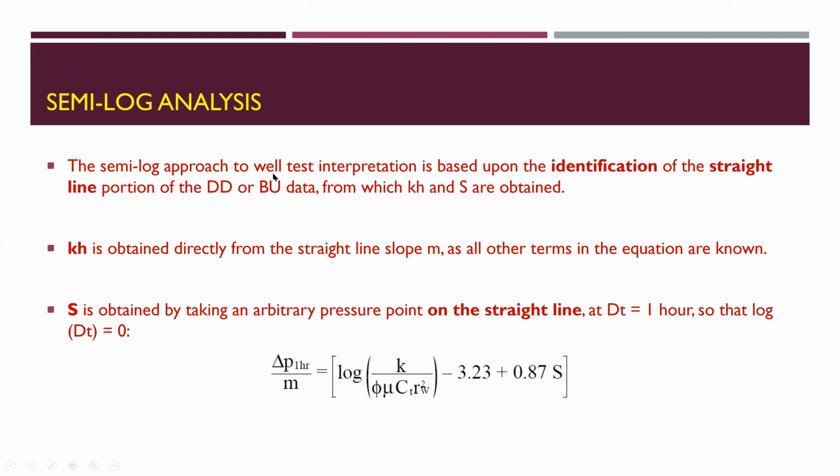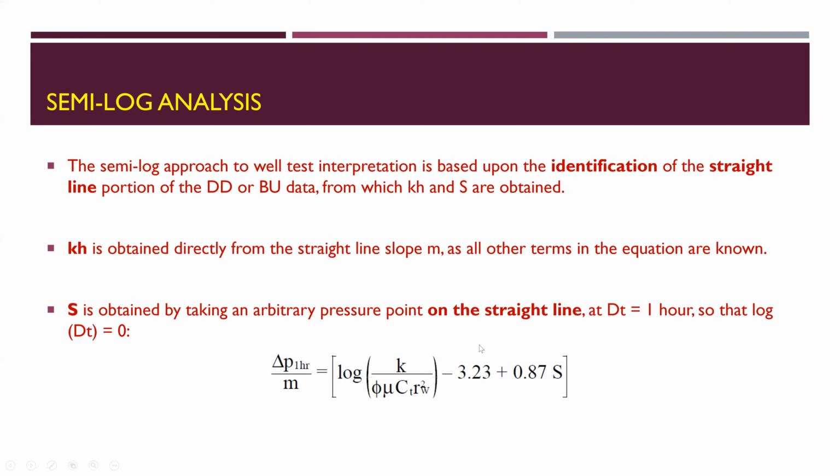Semi-log analysis. We use this for well-test interpretation. Why? Because it will help us to identify the straight line, either in drawdown or the build-up. Besides, we can estimate the KH and the skin as well. For simplicity, we choose what we call delta P at 1 hour. This is an arbitrary pressure point that will help us to minimize the equation to be solved easily.